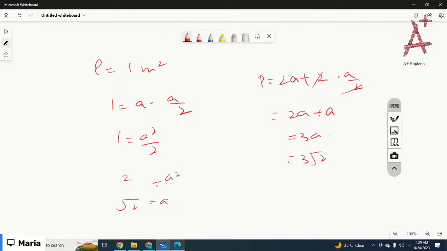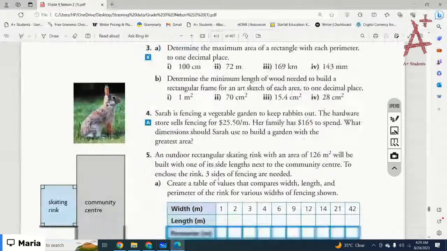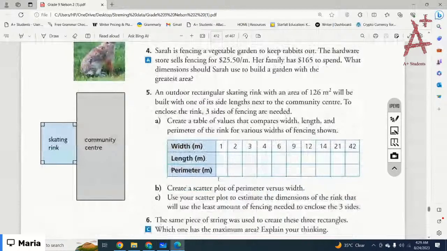Okay, the next one is question number 5. An outdoor rectangular skating rink with an area of 126 meters squared will be built with one of its side lengths next to the community center to enclose the rink. Three sides of fencing are needed. Create a table of values that compares width, length, and perimeter of the rink for previous widths of fencing shown.